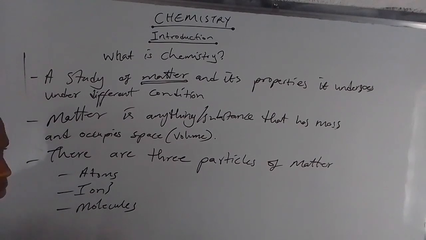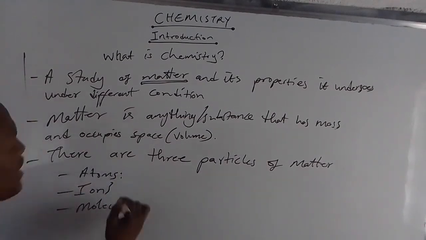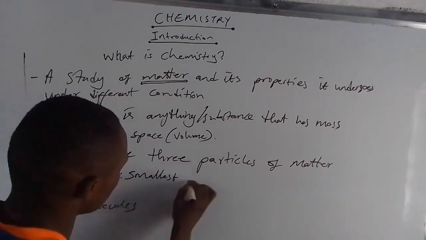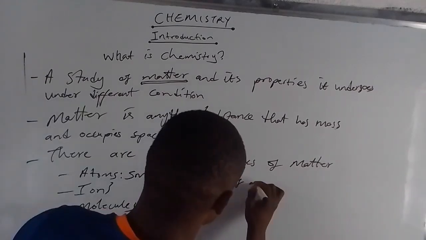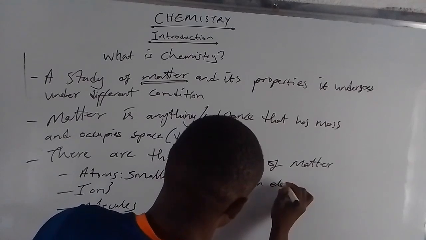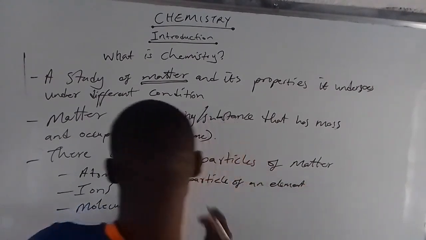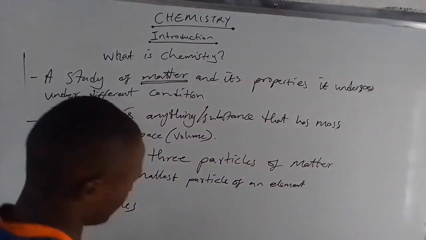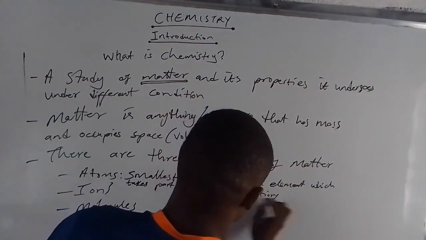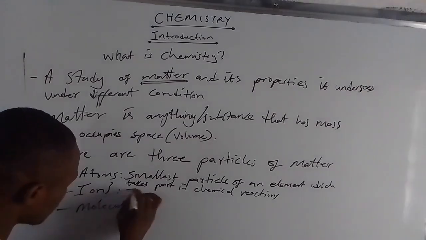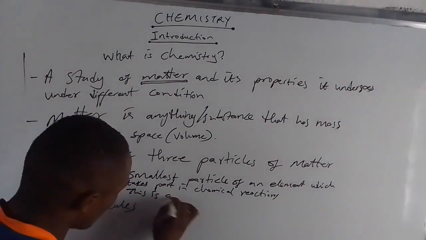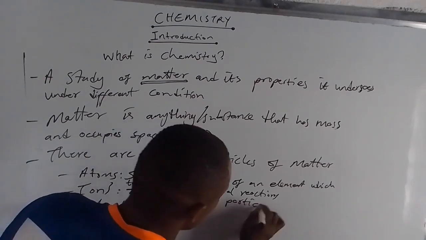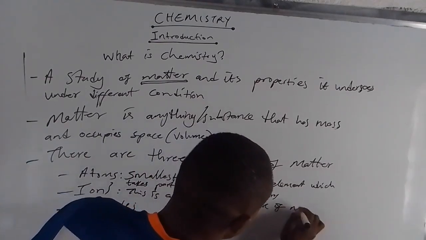But what is an atom? An atom is the smallest particle of an element. It is the smallest particle of an element which takes part in a chemical reaction. So, this is a charged particle of matter.